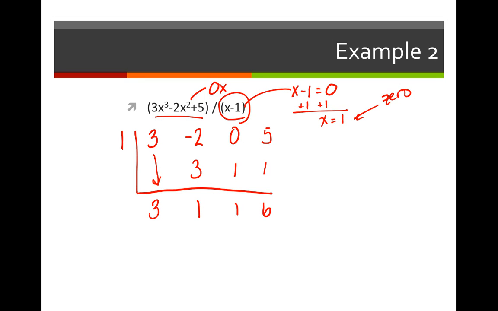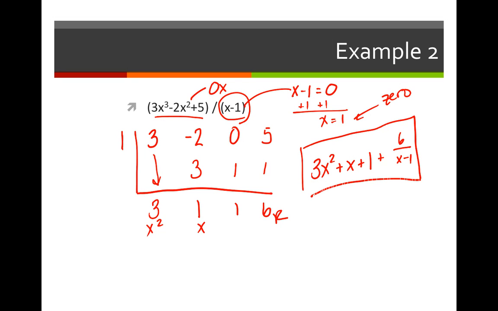Then I've got to go put those coefficients back in. So again, I can either say, okay, I started with an x to the third, and I divided out an x, so this is going to be a 3x squared, my x term, my constant, and my remainder. Or this is always my remainder, constant term, x, and x squared. So my solution here would be a 3x squared plus x plus 1 plus my remainder of 6 divided by what I was originally dividing out, so the x minus 1.